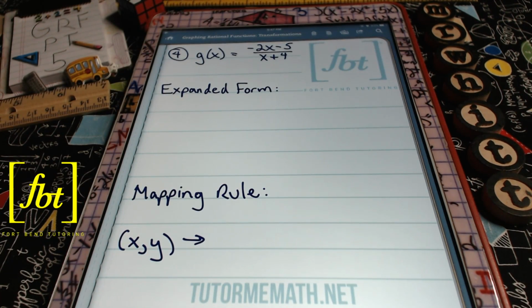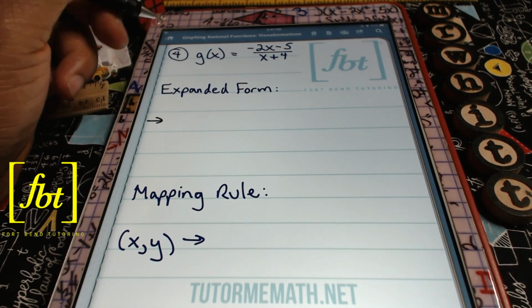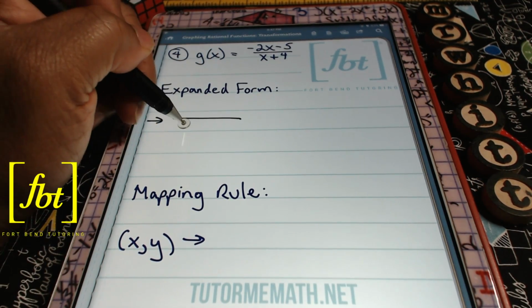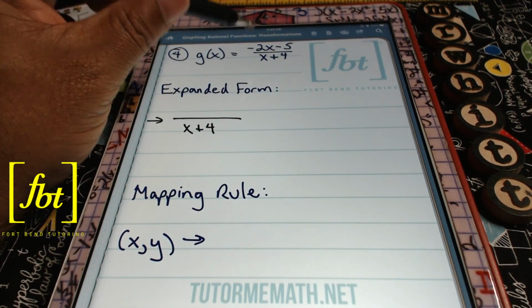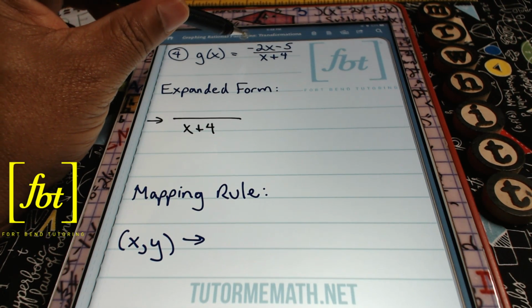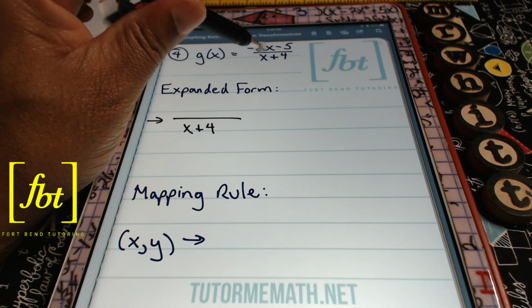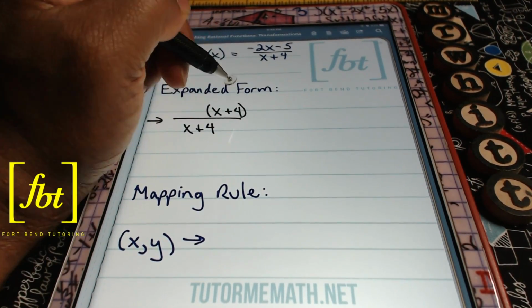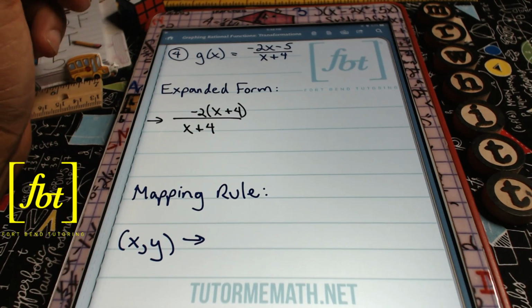For problem number 4, we have g of x equals (-2x minus 5) divided by (x plus 4). As far as expanding this problem is concerned, remember that we want to rewrite the original numerator in terms of the denominator. And notice that our original numerator here has -2x. So because the denominator only has an x, when we take that denominator of x plus 4, I'll need to multiply that by -2.